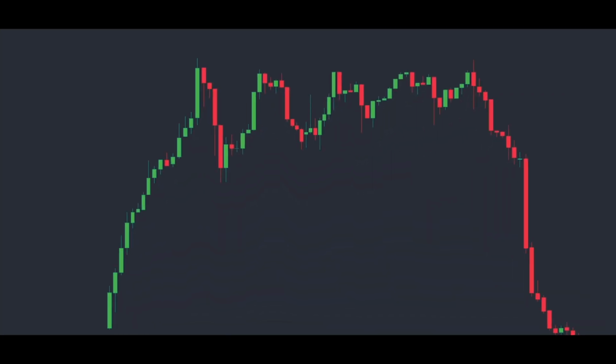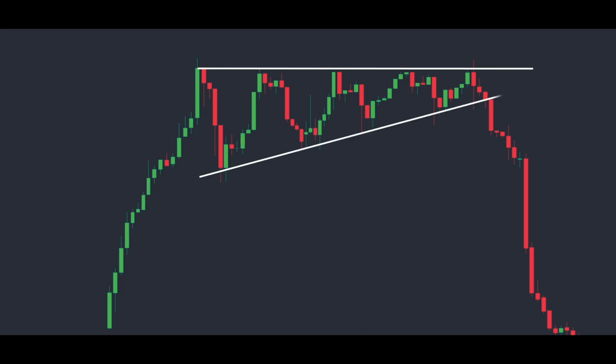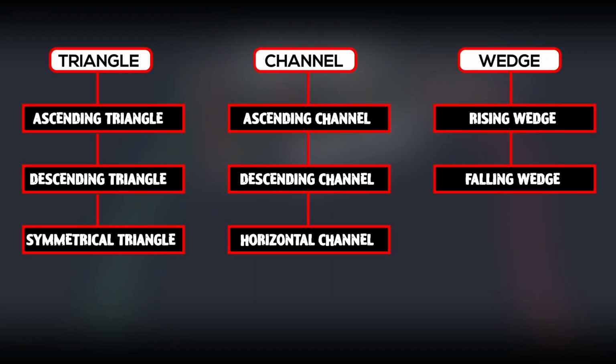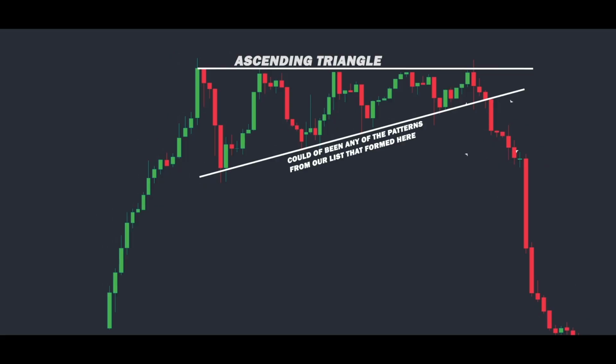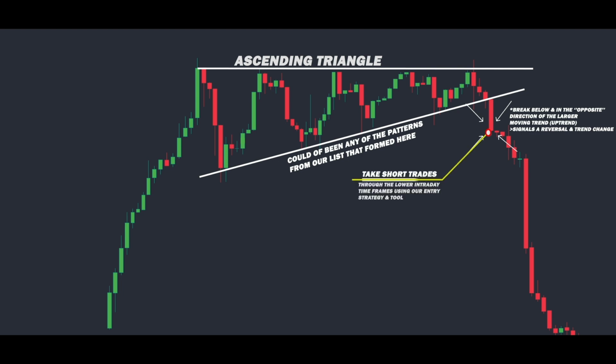So you first have your uptrend followed by the pattern formation, in this case an ascending triangle. Again, it could have been any pattern from this list, but in this case we have an ascending triangle. Now the pattern breaks below in the opposite direction of the main uptrend, giving a signal of a reversal and a trend change from an uptrend to a downtrend. So in this case, you would take trade entry short after the break below.